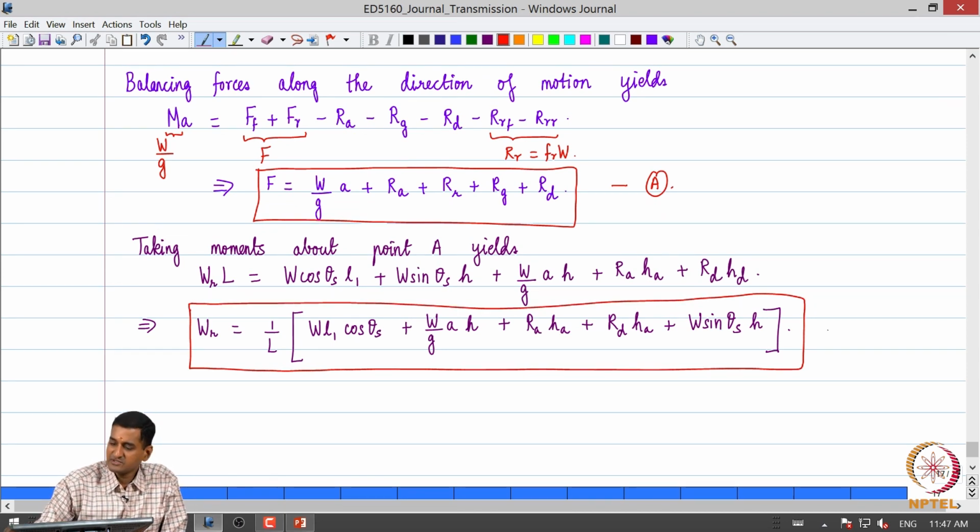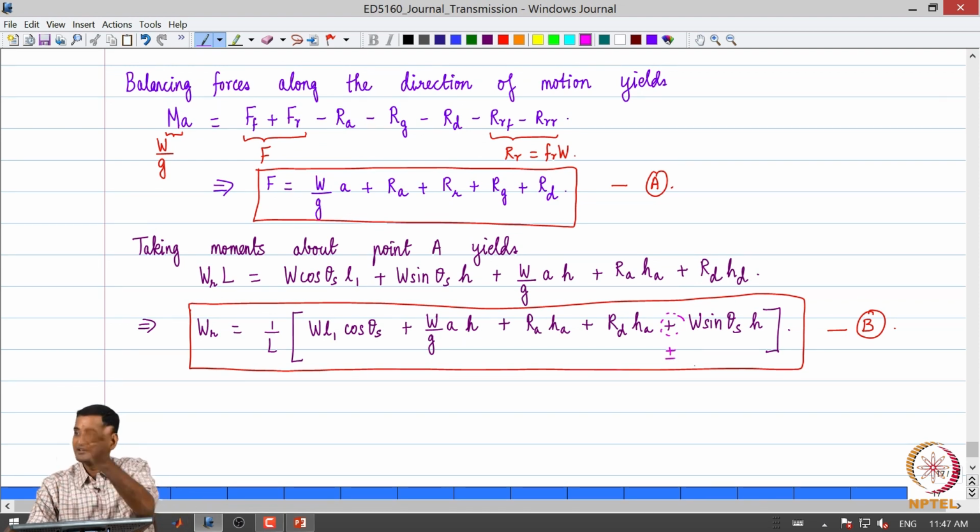Okay. So, let us call this equation B. As mentioned, some people will write plus or minus for this, depending on whether the vehicle is climbing up the grade or down the grade. We are considering the case where the vehicle is climbing up the grade.